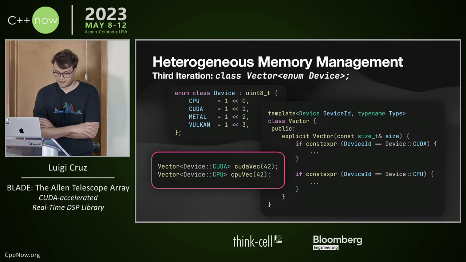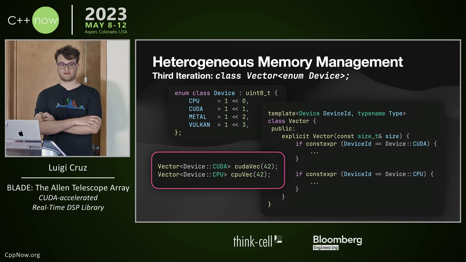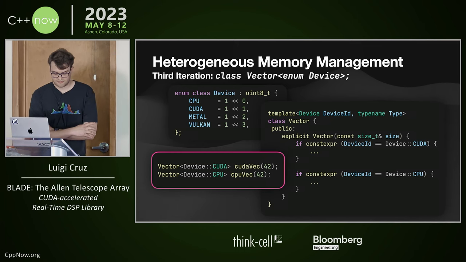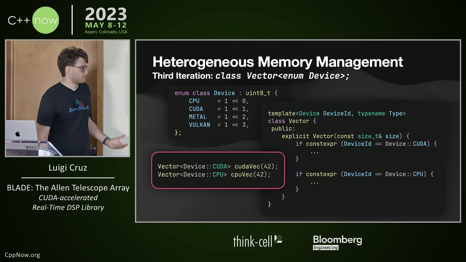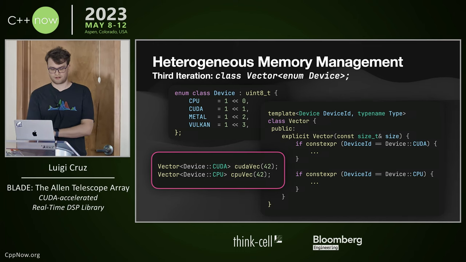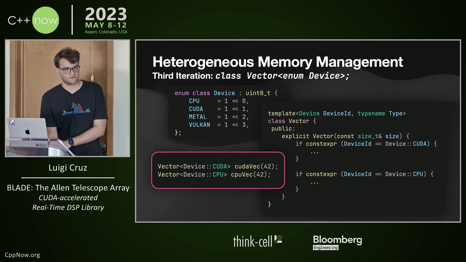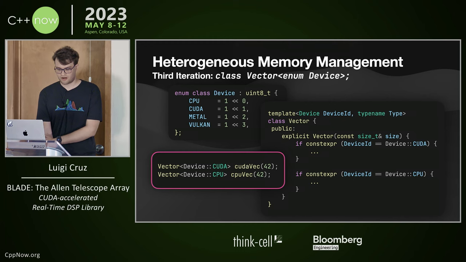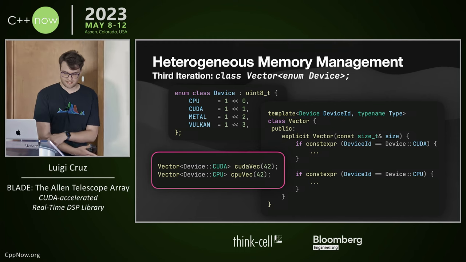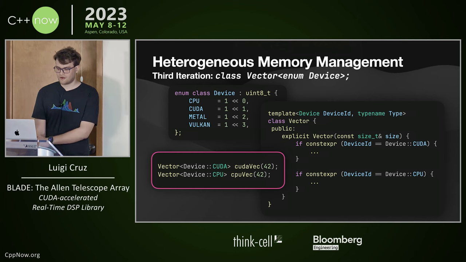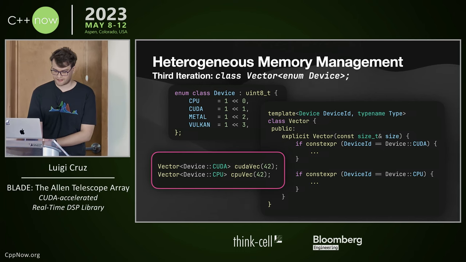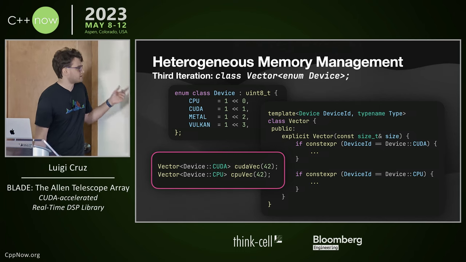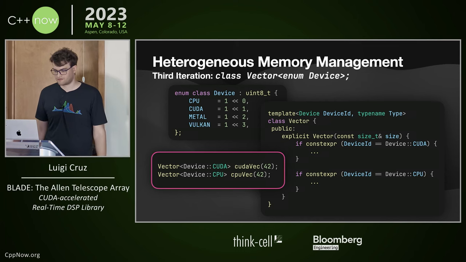But the previous implementation doesn't verify the memory locality. This can create problems that wouldn't be caught during compilation. You could, for example, pass a GPU vector to a function expecting CPU memory, and that would crash very hard. Our fix to this is to add a template parameter to the vector class with the memory device allocation. And the device identification is represented by this enum here, so we have CPU, CUDA, Metal, Vulkan, whatever.